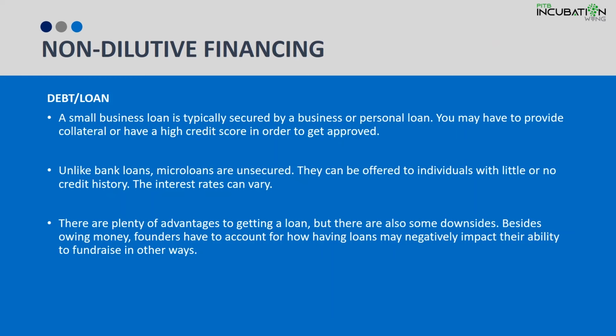Now moving forward towards the type of non-dilutive financing, a debt or a loan. A small business loan is typically secured by a business or personal asset. You may have to provide collateral or have a high credit score in order to get it approved. Unlike usual bank loans, a microloan is not very secured. They can be offered to individuals with little or no credit history. The interest rates vary a lot, from very high to quite low, depending on the feasibility of the firm or the startup.